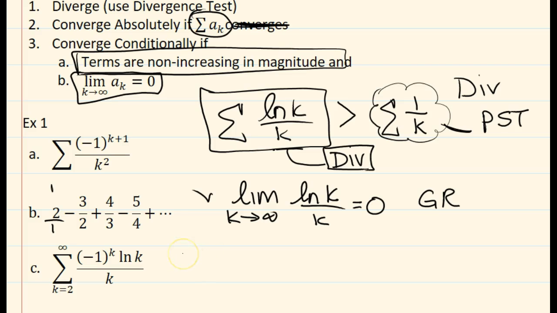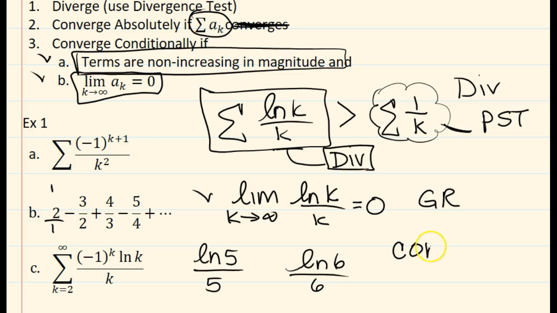If I see something that looks like the natural log of 5 over 5, and we compare that to the natural log of 6 over 6, we want to make sure that these terms are actually getting smaller in size. And in fact, we do find that's what's happening. So because it meets these two conditions, we know that this series converges conditionally by the alternating series test.